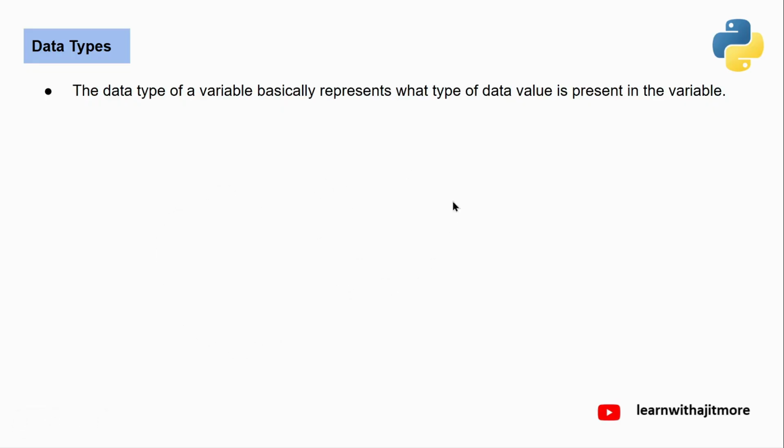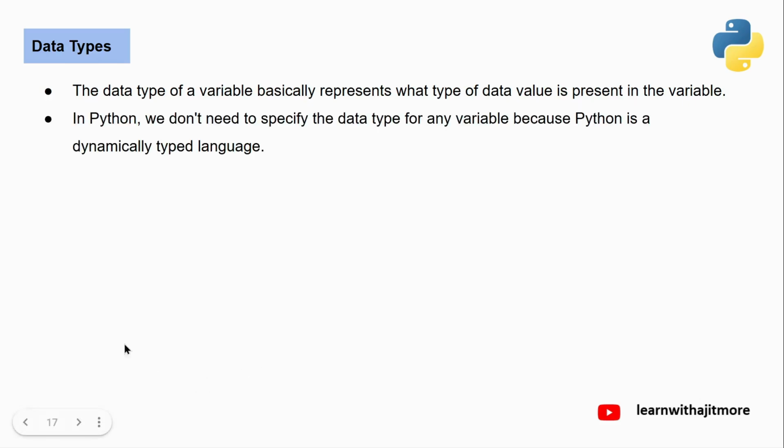So what type of value is stored in that memory is indicated by the data type. Already I have mentioned that Python is loosely typed and dynamically typed. It means in Python there is no concept of declaration. And as there is no declaration, there are no keywords for data types, which in some languages we have, like in Java. First, you have to declare and then use it.